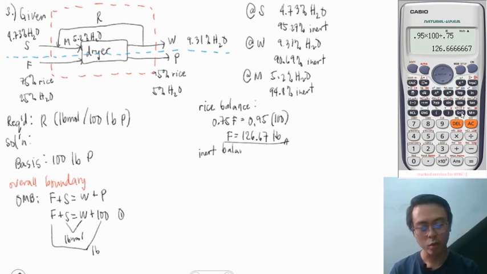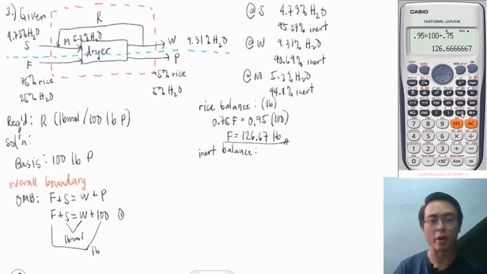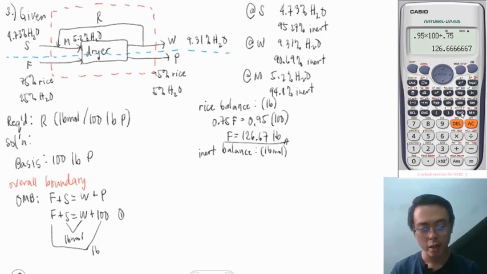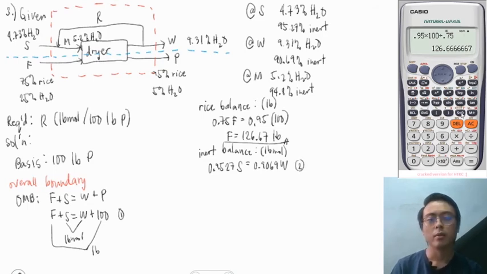It's also worth noting that our rice balance has units of pounds because we are talking of F and P, while our inert balance would have units of pound moles because we are now talking of the S and the W. What is your inert balance? That's 0.9527 times S equals 0.9069 times W. Equation number 2. So that is our inert balance containing two unknowns.